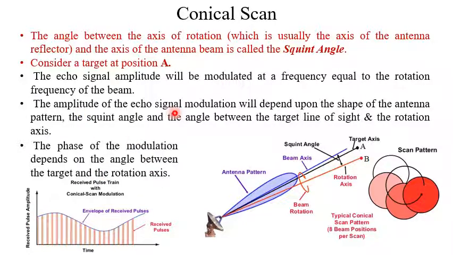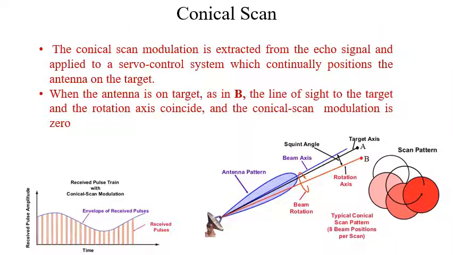The amplitude of the echo signal modulation will depend upon the shape of the antenna pattern, the squint angle, and the angle between the target line of sight and the rotation axis. The phase of the modulation depends on the angle between the target and the rotation axis. The conical scan modulation is extracted from the echo signal and applied to a servo control system which continuously positions the antenna on the target. When the antenna is on the target, that means when A is on the B, the line of sight of the target and the rotation axis coincide, and the conical scan modulation is 0.